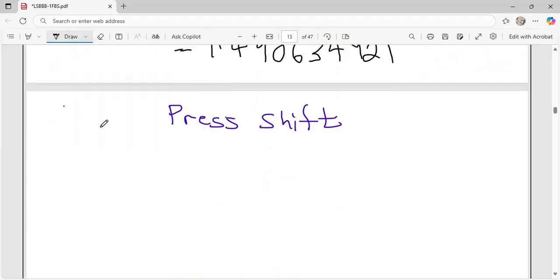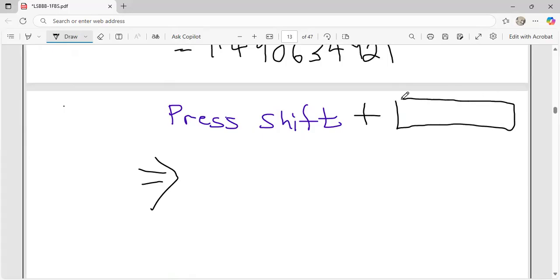If you don't know how to do that, let someone teach you so that in the exam hall you don't find yourself wanting. You press shift plus this key, so that you can get your answer in the correct form that it is supposed to be in.